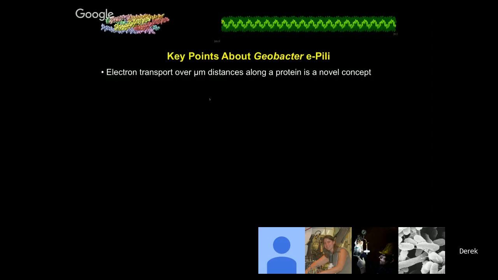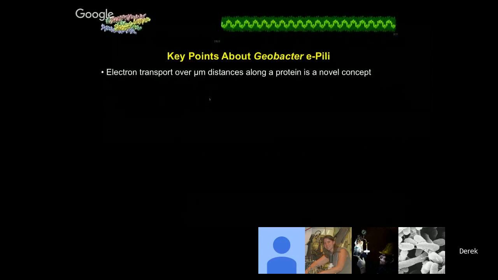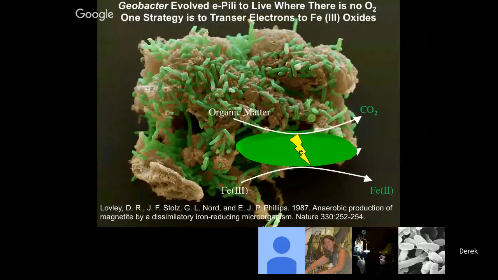So I'm going to use this term E-pili, and one thing to recognize is that this long-range electron transport through a biological protein over micrometers distance is a novel concept in biology. Nothing like that's ever been seen. Our original thought was that Geobacter evolved these primarily to grow on insoluble electron acceptors like iron oxides. This is a scanning electron micrograph showing Geobacter colored in green, growing on a poorly crystalline iron oxide that was synthesized in the laboratory to replicate the iron oxides that Geobacter typically uses in soils and sediments.